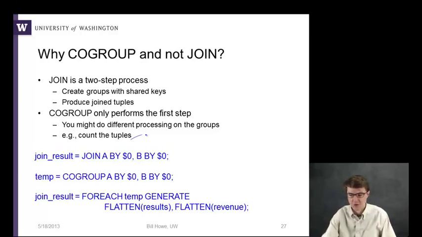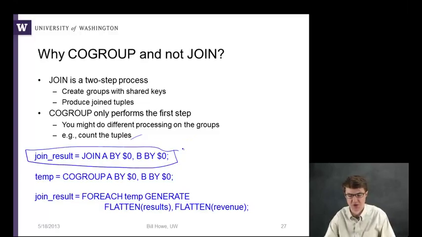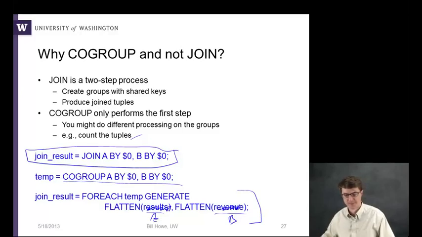But what to point out here is that you can express join. Join is essentially just syntactic sugar. You can express a join in terms of cogroup. The first step is to cogroup on the join columns, and the second is to run a foreach command that would generate a flat view of the results and revenue. Sorry, I guess I should say A and B here. That's sloppy. I changed the names.